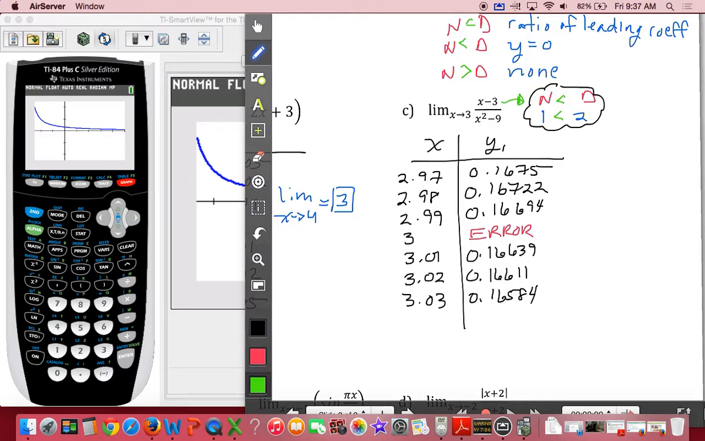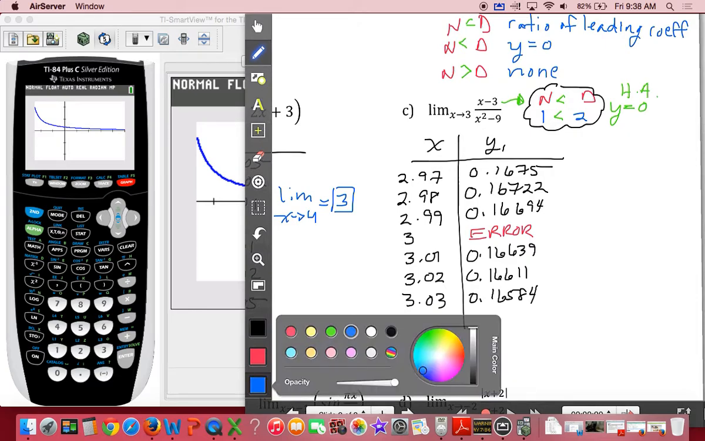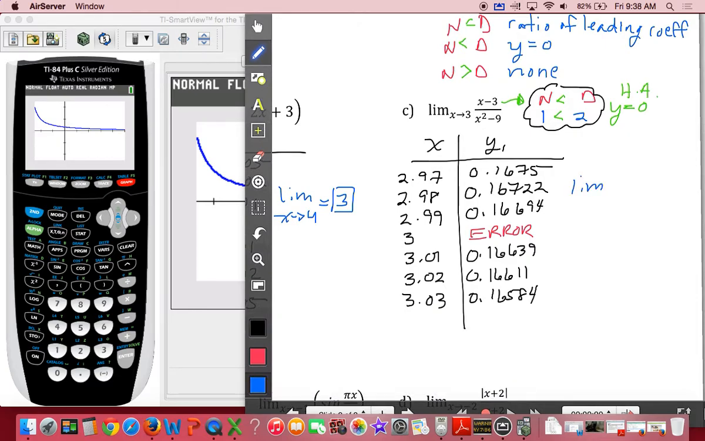And so for our purposes, we have y equals 0 as our horizontal asymptote. And so that's how we know that our limit as x approaches 3 is equal to 0. So that's a harder limit to see, but we're now bringing in our knowledge of horizontal asymptotes.